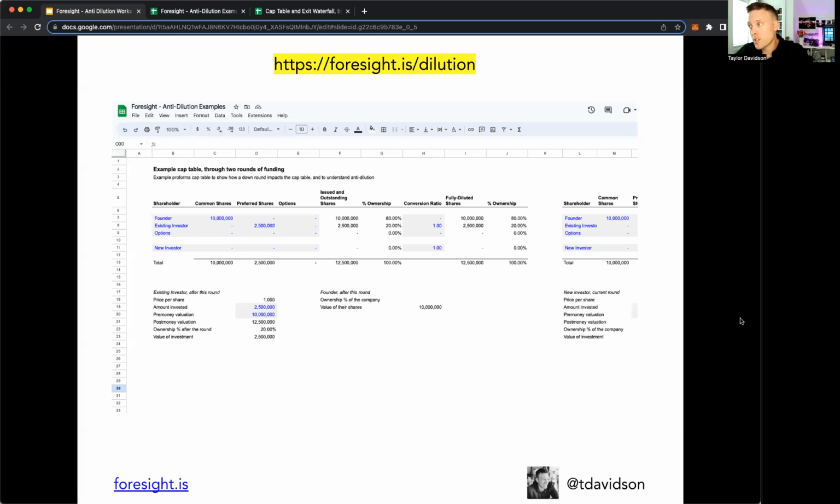As SAFEs and convertibles typically have a discount, they're giving two PPSs in the round that includes them for new capital and for SAFE convertibles. Yep. What PPS are anti-dilution calculations based on in these scenarios?